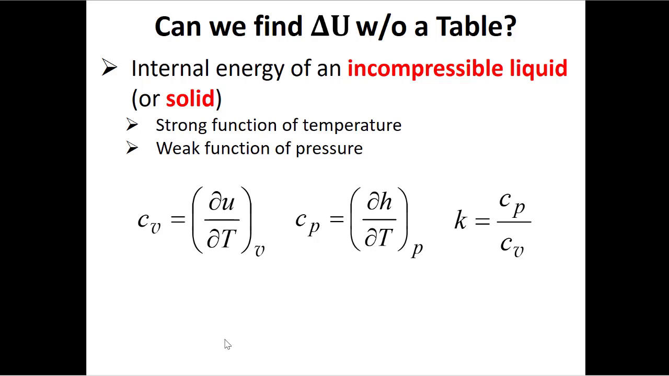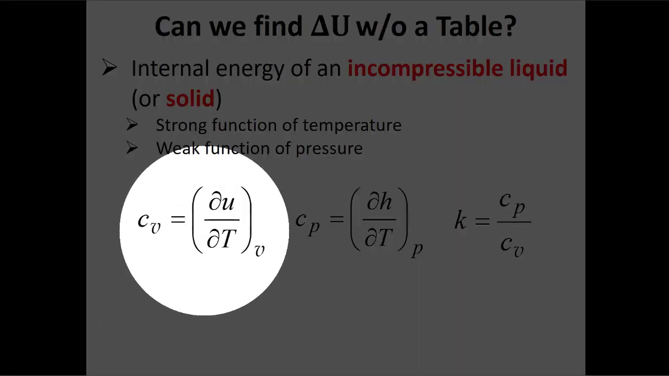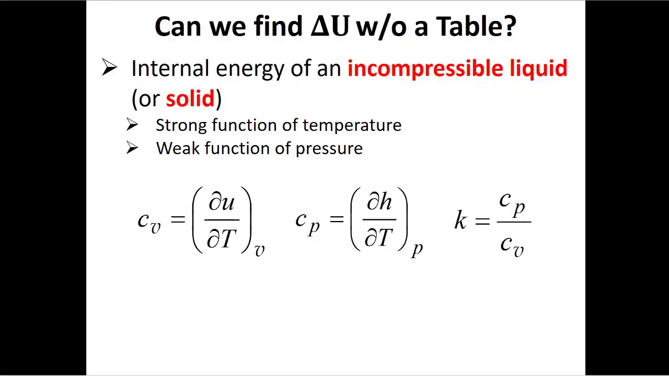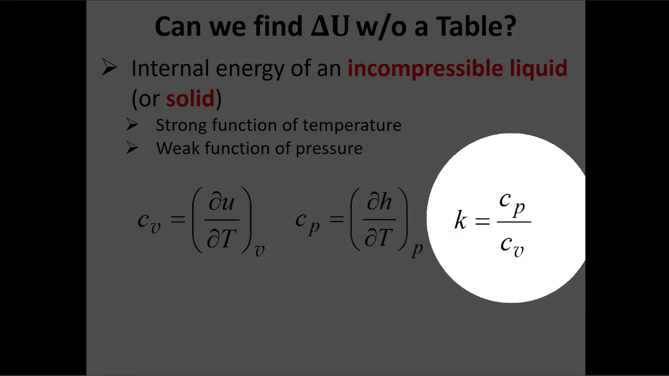And to do that, we need to look at specific heats. We have two different types of specific heat. One is specific heat at constant volume, or C sub V, and the other is specific heat at constant pressure, or C sub P. Then we also have this ratio K, which is Cp, Cp is always larger, over Cv, so K is always bigger than 1.